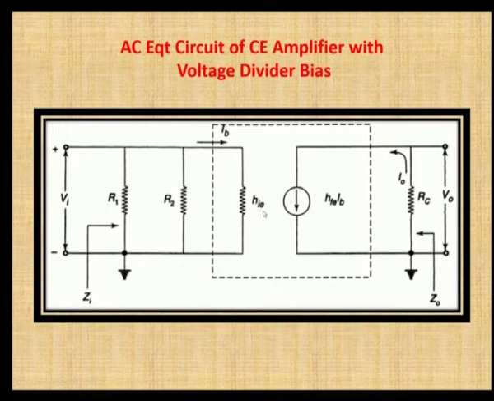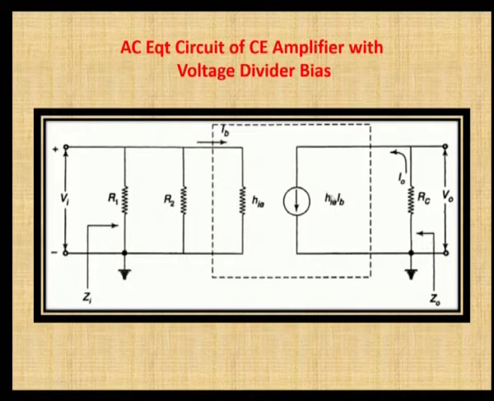So, this is HIE and HFE into IB. You can ask that this is the current source, so why is it HFE IB, and what is the relationship between these two? We know that HFE is the forward current transfer ratio. Why is it not simply mentioned as HFE, why is it included with the IB? That may be your question.